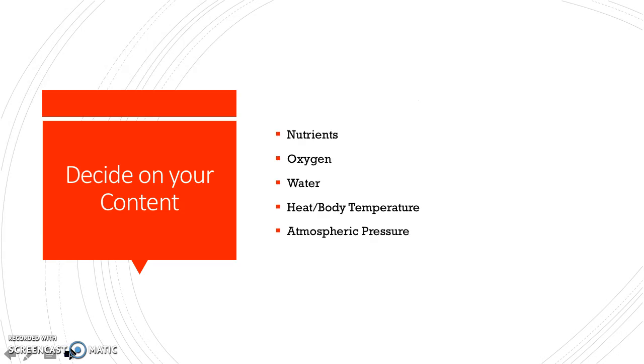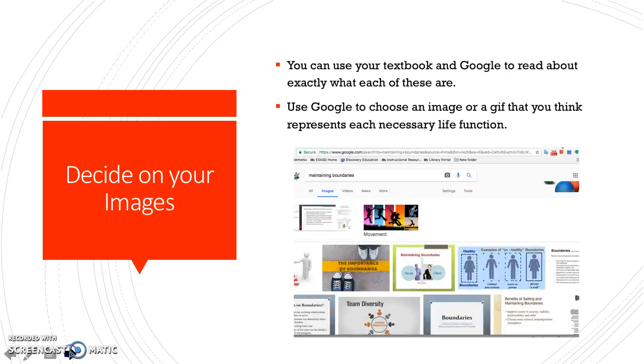So you're going to want to have a minimum of one slide for each one of these necessary life functions. Then we also talked about the survival needs. These are things that we need from outside of our bodies in the environment in order to do all of those necessary life functions. So that's going to be the nutrients, oxygen, water, appropriate body temperature and heat, the way our bodies can generate our own heat, and then atmospheric pressure. So that's going to be your content. And again, you want to have a minimum of one slide for each one of these.